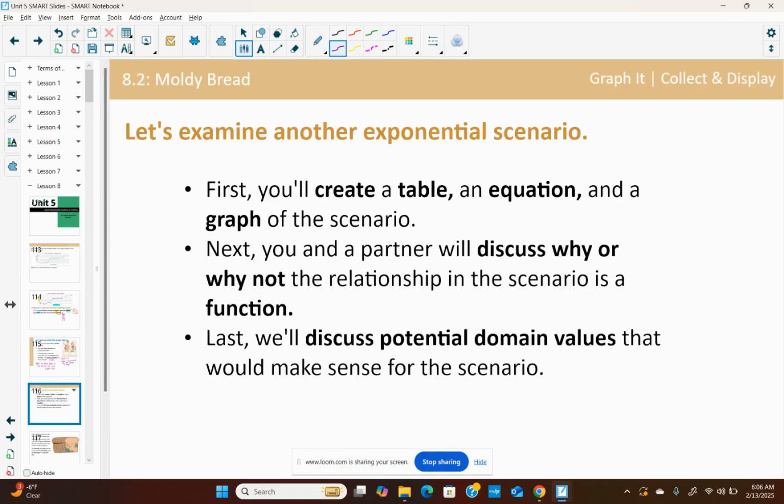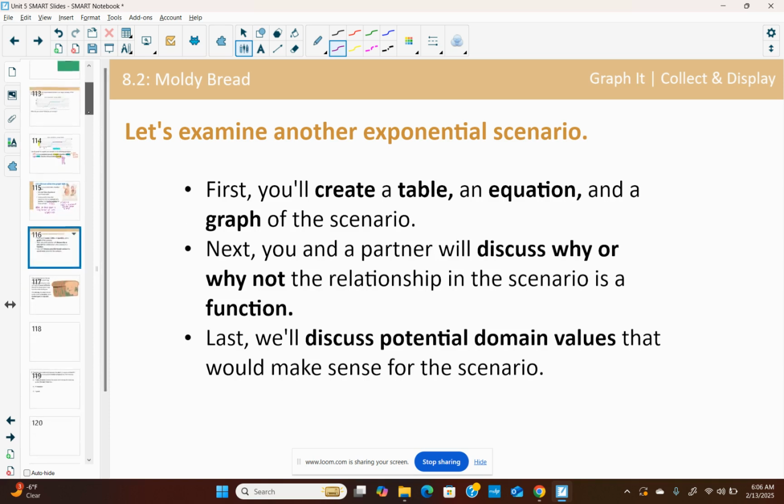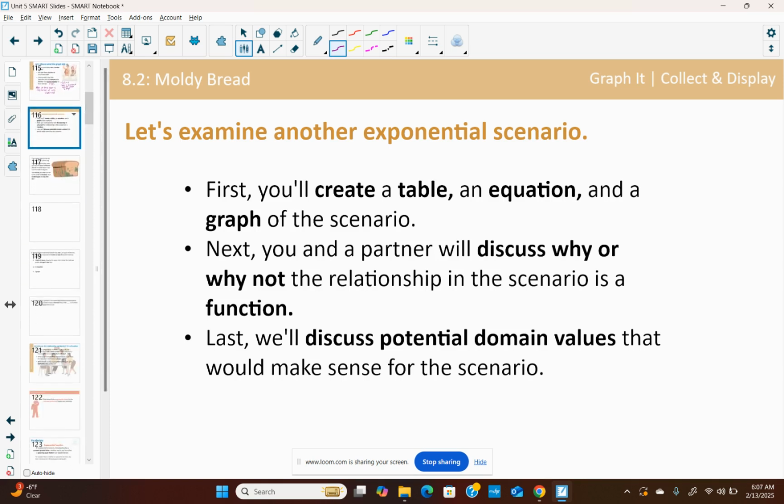Okay, then this next activity, you are going to create a table, equation, and graph for a scenario. If you have a partner, you'll discuss why or why not the relationship is a function. Otherwise, think about it on your own. And then discuss the potential domain values that would make sense for the scenario.